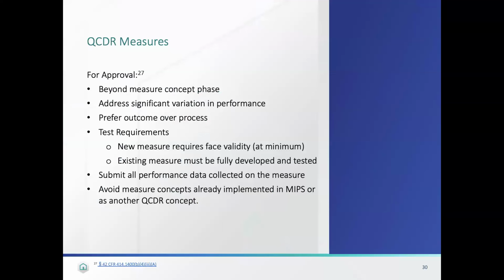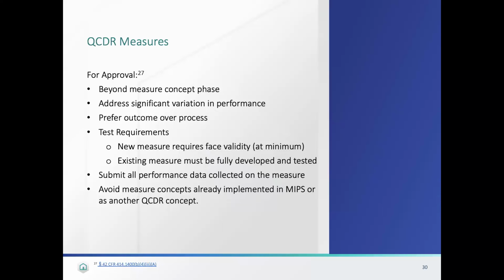To submit QCDR measures for CMS consideration for the 2025 MIPS performance period, you'll need to navigate to the 2025 self-nomination QCDR measures tab. After the self-nomination period closes, CMS will review every QCDR measure that was submitted and bases approval upon different criteria. And on this slide, we have a few of them included. First, QCDR measures should be developed and implementable and be on the measure concept phase. And CMS also prefers measures that address a variance in performance, and measures that are outcome related are preferred over process-based measures.